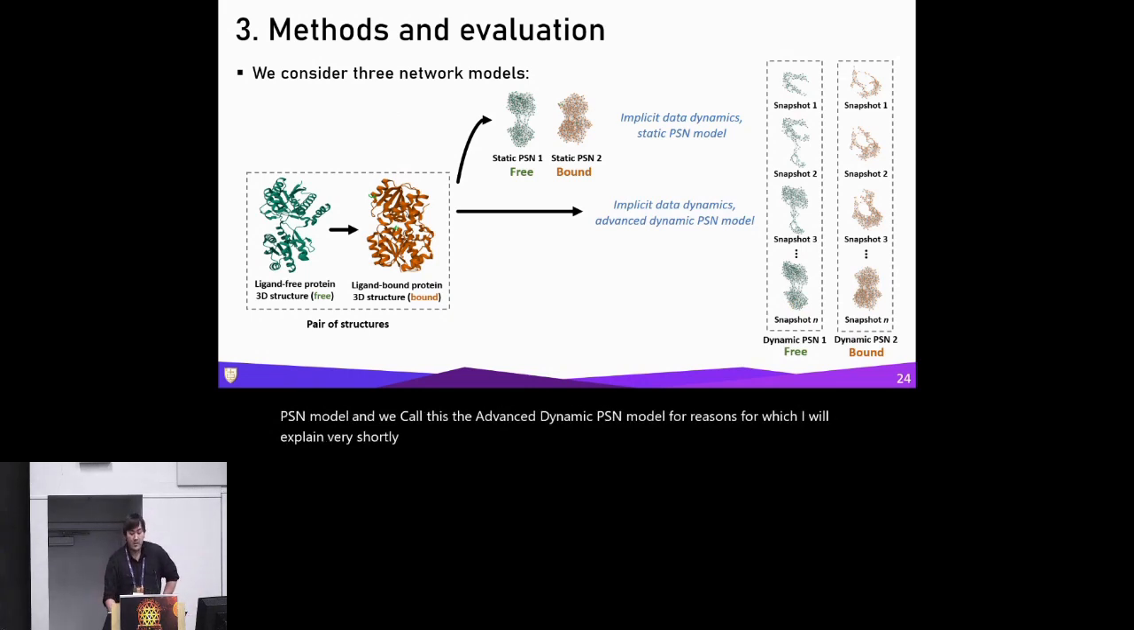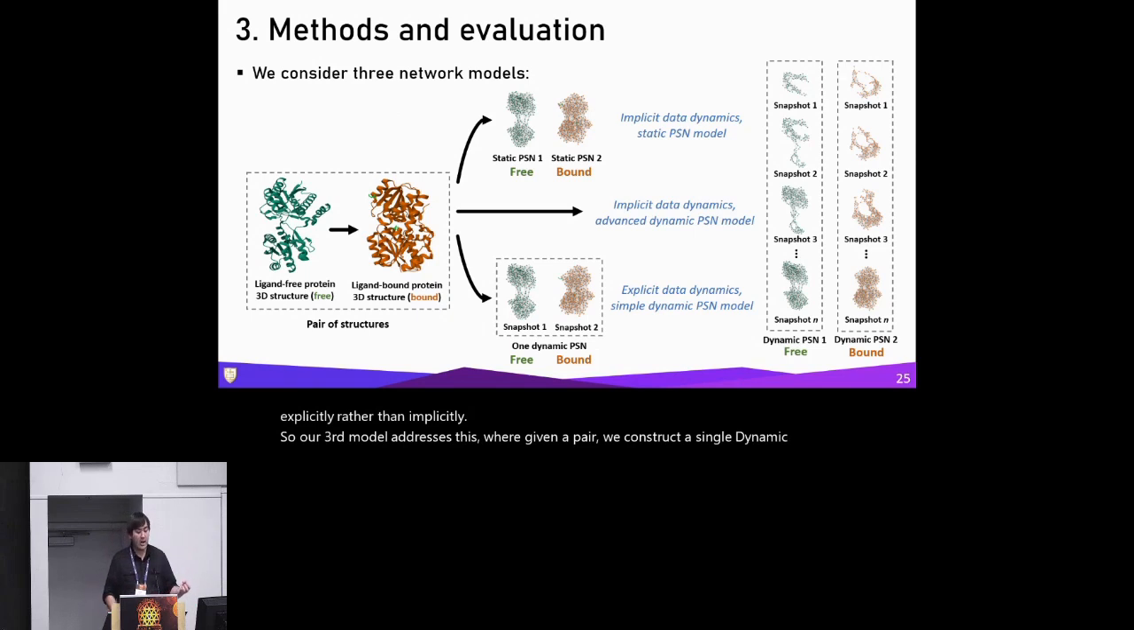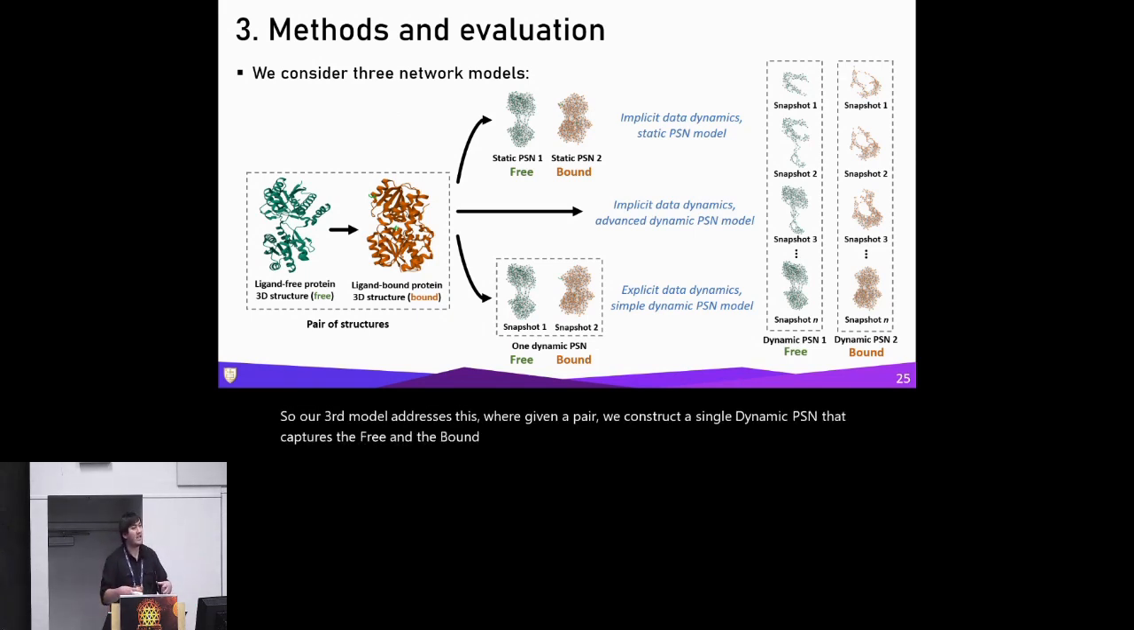Now, from here, we ask, what can we do to capture these dynamics more explicitly rather than implicitly? So our third model addresses this, where given a pair, we construct a single dynamic PSN that captures the free and the bound structures simultaneously as different snapshots of the same PSN, such that when we're extracting features, we're actually extracting simultaneously across the snapshots, and hence capturing the dynamics explicitly. And this dynamic PSN model is described as being simple because it will only have 2 snapshots, as opposed to our advanced model, which can have many snapshots of varying amounts, depending on the size of the protein that we're working with.